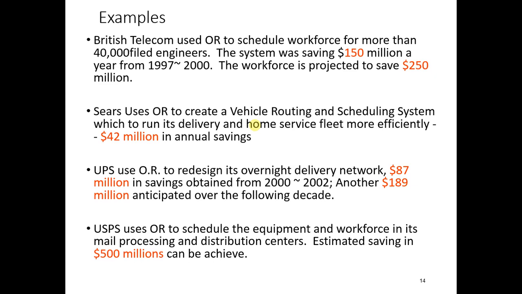British Telecom used OR to schedule the workforce. Because of implementing OR in their application, they saved $150 million from 1997 to 2000. It is projected to save 250 million in the future. And Sears used OR to create a vehicle routing and scheduling system, and because of implementing OR, they saved 42 million. And UPS uses OR to redesign its overnight delivery network, and they have saved as well. So these are real-time or statistical data.